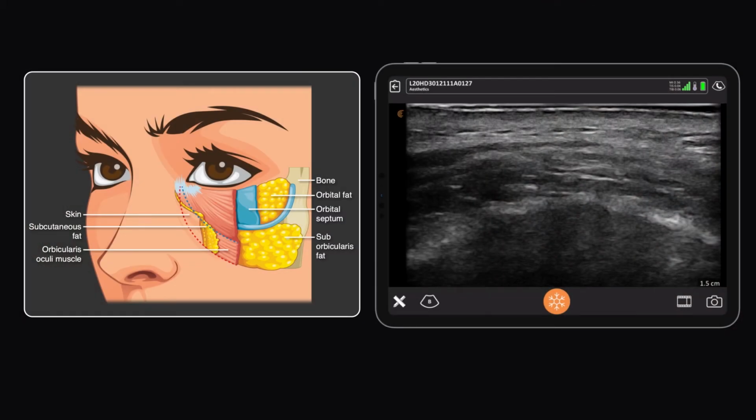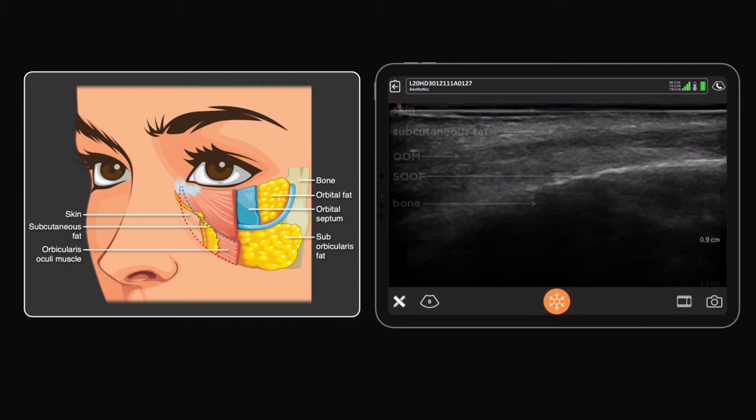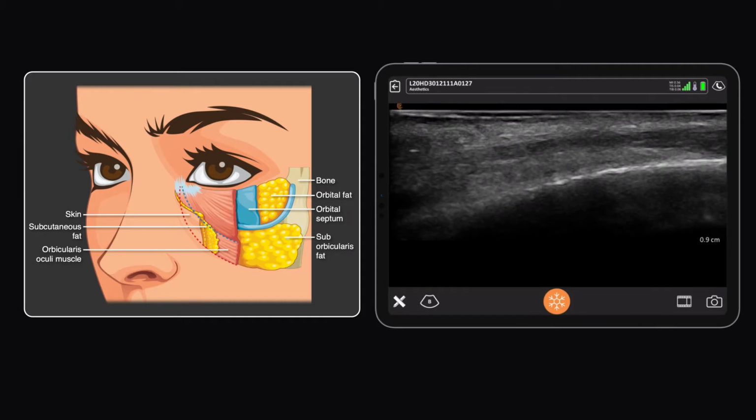This is the area of the lateral orbit. We see the skin and the subcutaneous fat here is thin. Under the orbicularis oculi muscle, there's the lateral SOOF, and finally bone. As we move along to the medial aspect of the tear trough, there's just 3 layers: skin, orbicularis, and bone. The tissue here is a lot thinner.